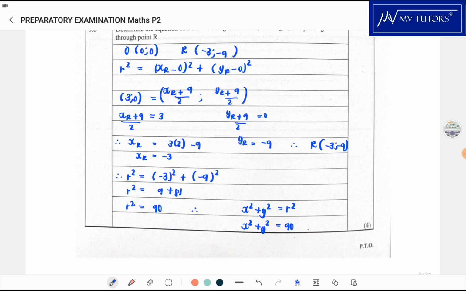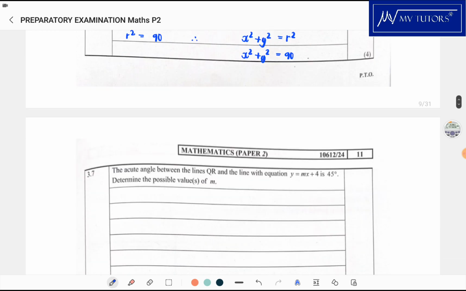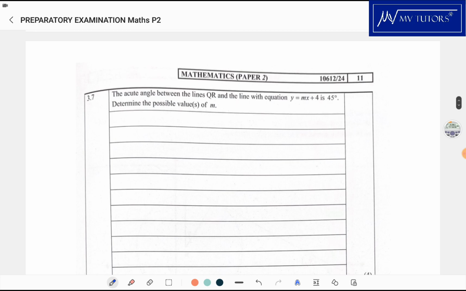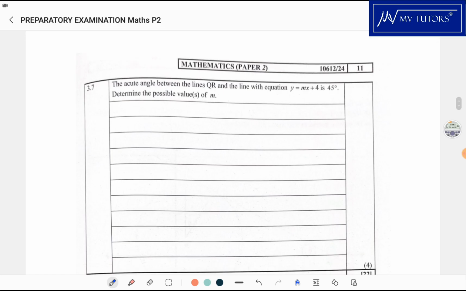So now we can move over to 3.7. It says the acute angle between the lines QR and the line with equation y is equal to mx plus 4 is 45 degrees. Determine the possible values of m. All right, so the acute angle between line QR and the line with equation y equals mx plus 4. So the y-intercept is 4. We don't know what the gradient is.